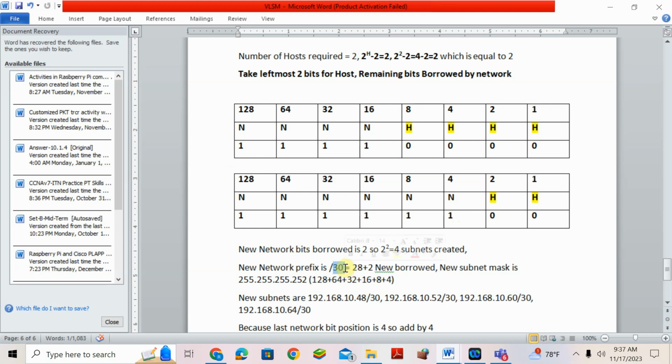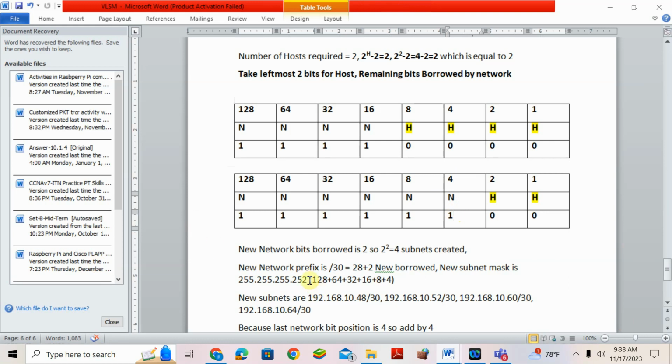What about the new subnet mask? 128 into 1 plus 64 into 1 plus 32 into 1 plus 16 into 1 plus 8 into 1 plus 4 into 1. Add all these things, you will get 255.255.255.252. Okay. What about the new networks? You remember what is the last position of n? It is 4.